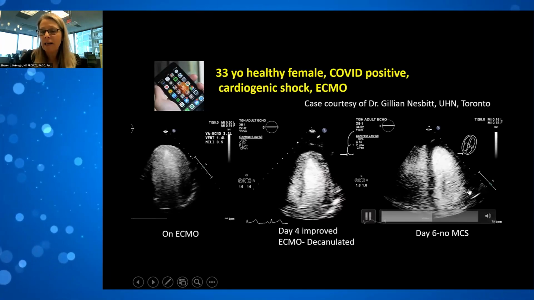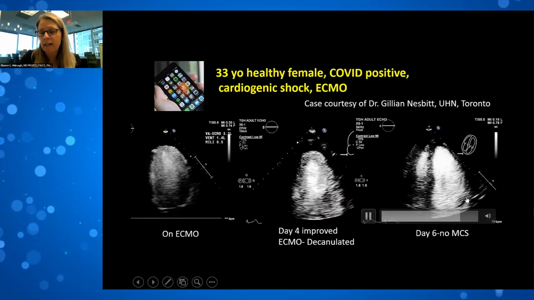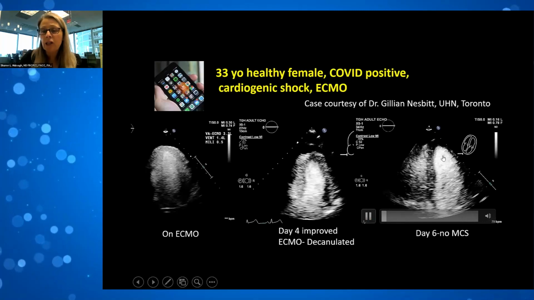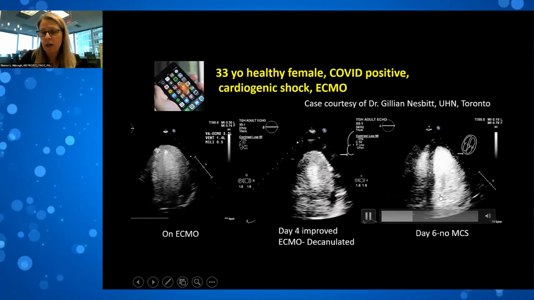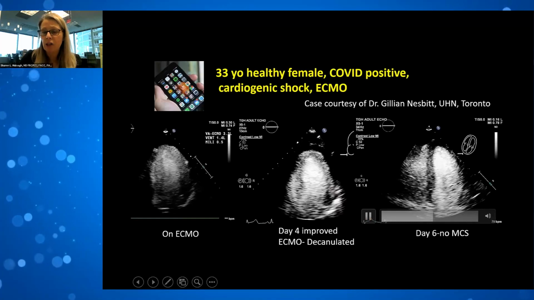And then this is again done prior to her dismissal. She had excellent complete recovery of her LV function, and she has normal perfusion.